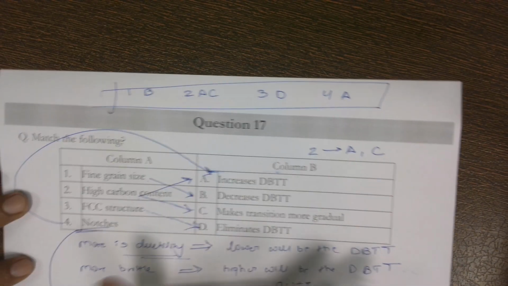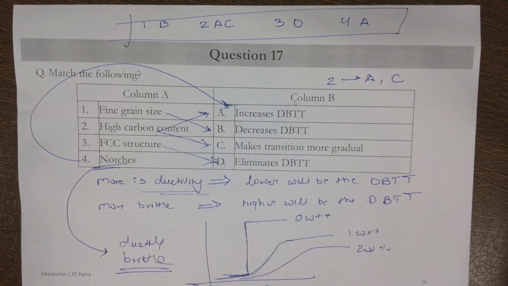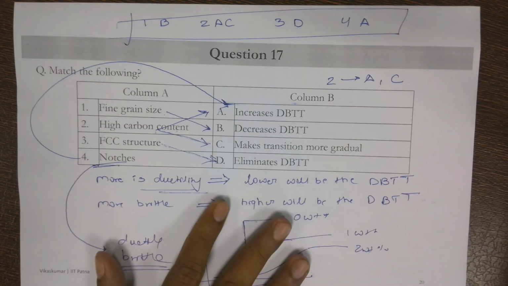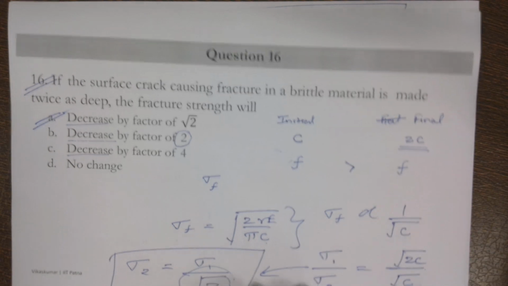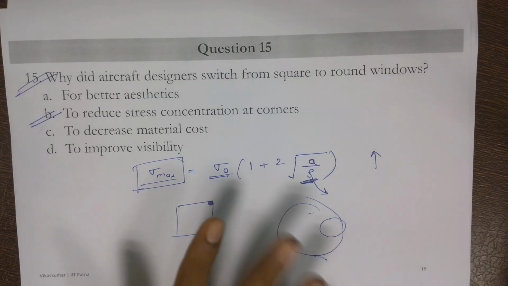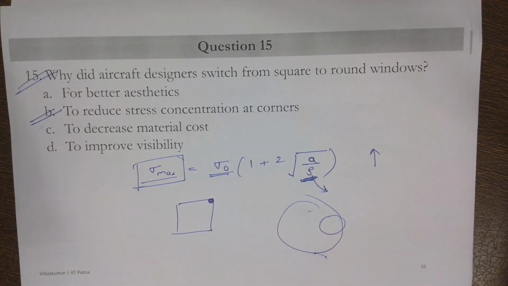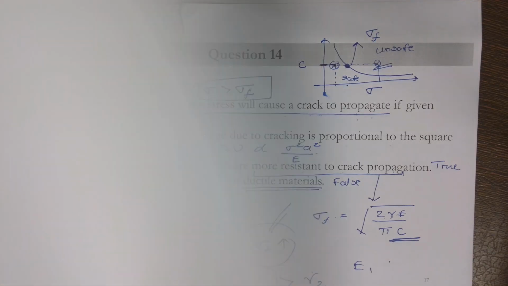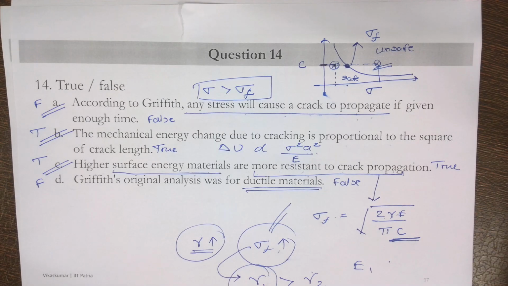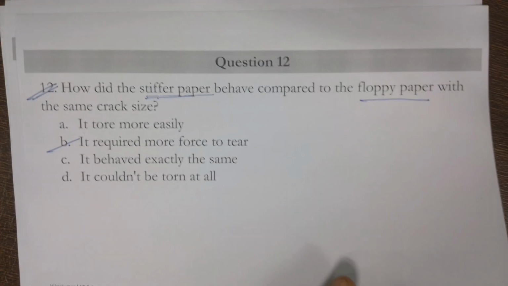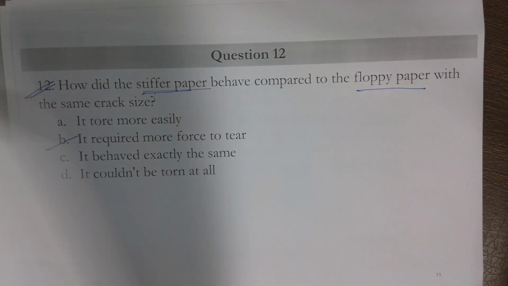Right? Great. Okay, guys, let me know if there is any doubt in whatever we have discussed till now. This was question number 17. Just go through each question one by one. Here we discussed the Griffith criteria. Here also, it was more or less related to the Griffith criteria, only that we are getting the highest stress concentration at the corners. A couple of questions on true and false on the Griffith criteria. Numerical, and this was our observation on the stiffer and the floppy paper.